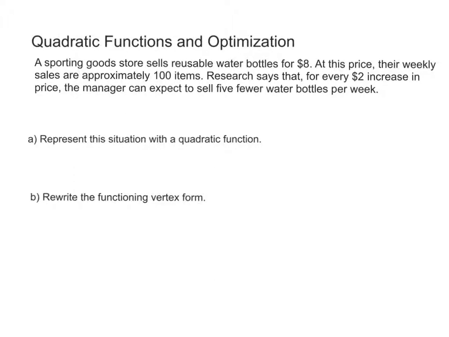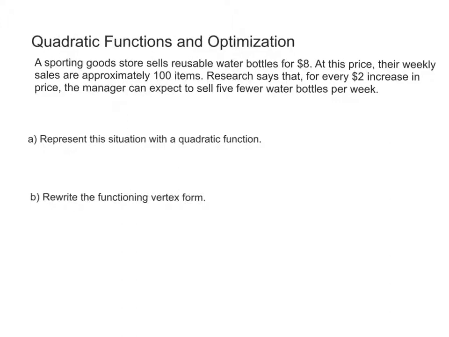In this lesson, we're going to talk about quadratic functions and optimization. So like we said, optimization, that's making something the best that it could be, getting the most out of something. This particular question, which is the first one on your sheet, says a sporting goods store sells reusable water bottles for $8. At this price, their weekly sales are approximately 100 items.